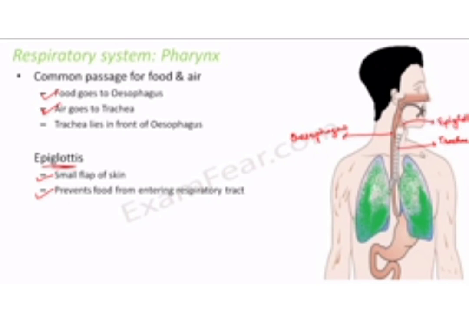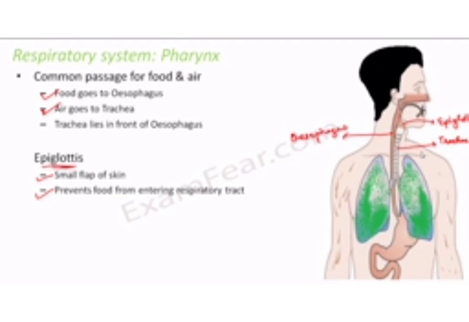So what does it do? It is kind of a door. If the door opens, the food can enter. If the door closes, the food can't enter. Now this epiglottis is always closed. It is an always locked door. So because of the presence of this small flap of skin, food can never enter inside the trachea. So the epiglottis is the one which prevents the entry of food into the respiratory tract.